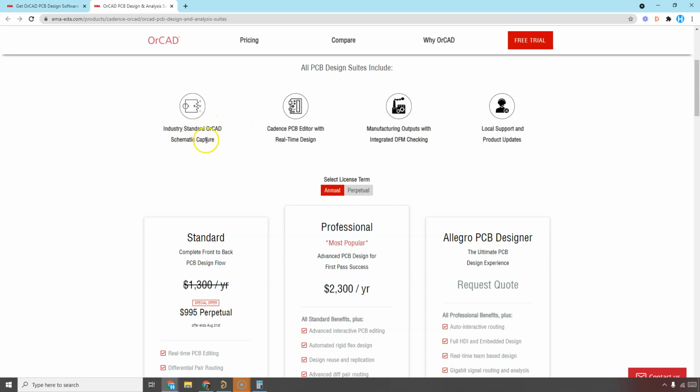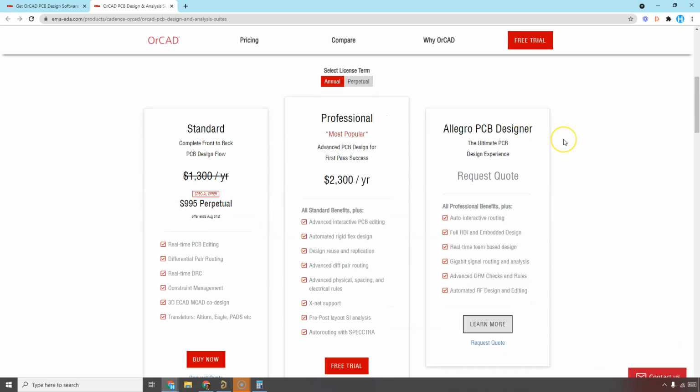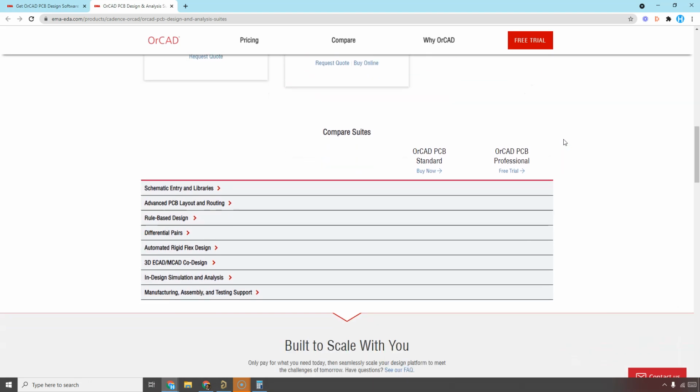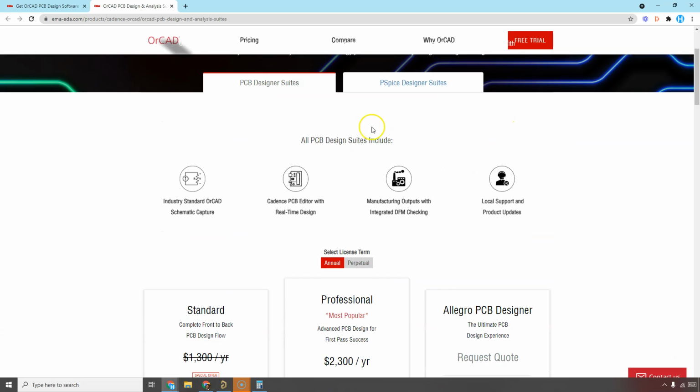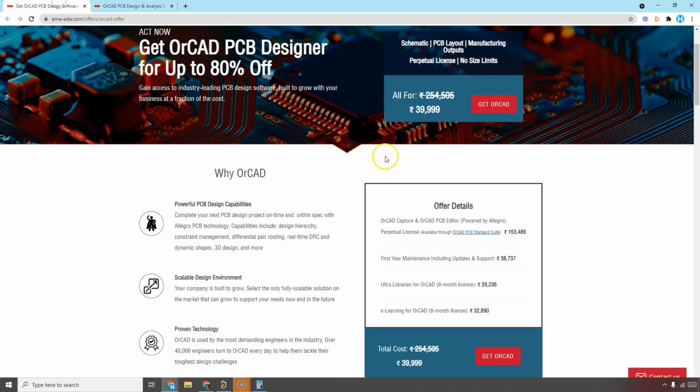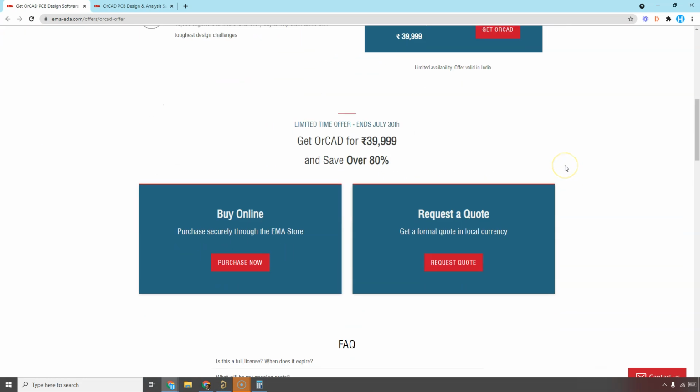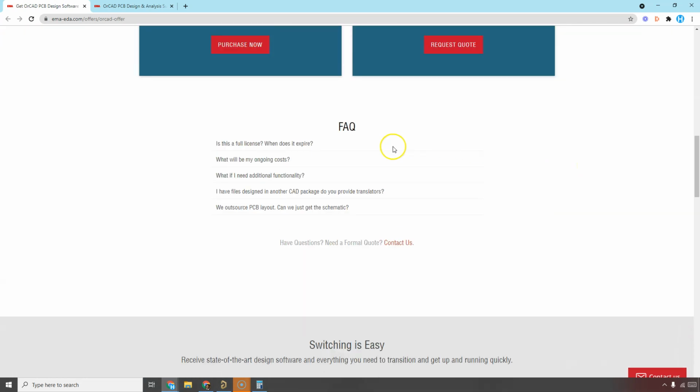Industry standard OrCAD schematic capture. They're not kidding. Look at all the PCB design jobs. They're going to mention something about Cadence, Allegro, or OrCAD. All right. Local support and product updates. Yes, yes, yes. So these are the features you get. I believe you should get some kind of PSpice simulation capabilities.